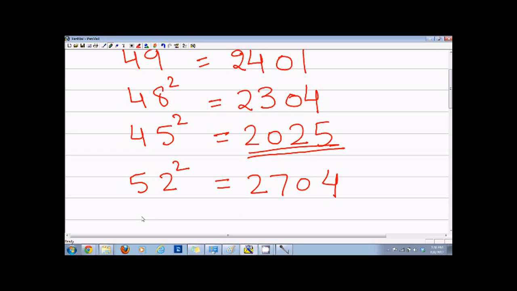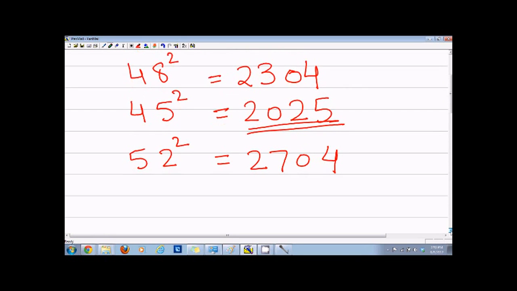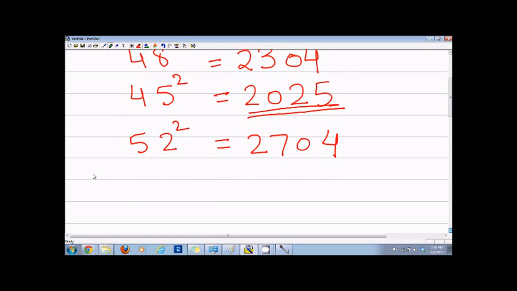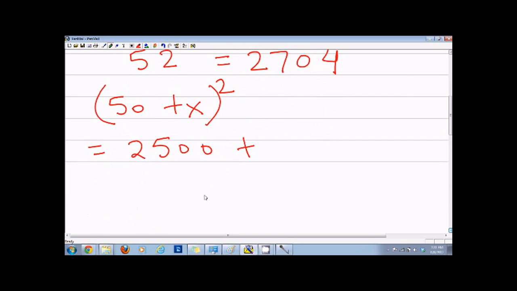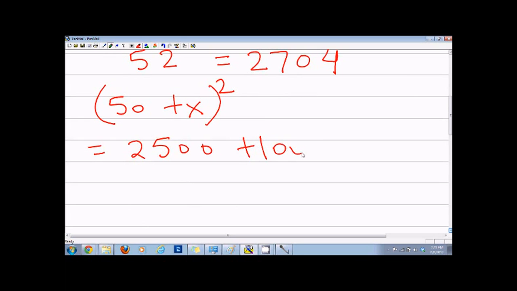This is not magic, so I can show you how I come up with this trick. For example, if I have a number which is close to 50, so we have 50 plus x, and we take the square. So (50 plus x) squared will be equal to 2500 plus 100x plus x squared.